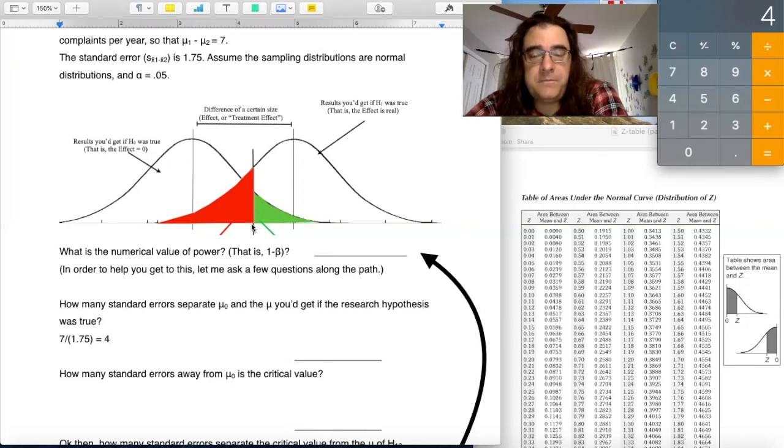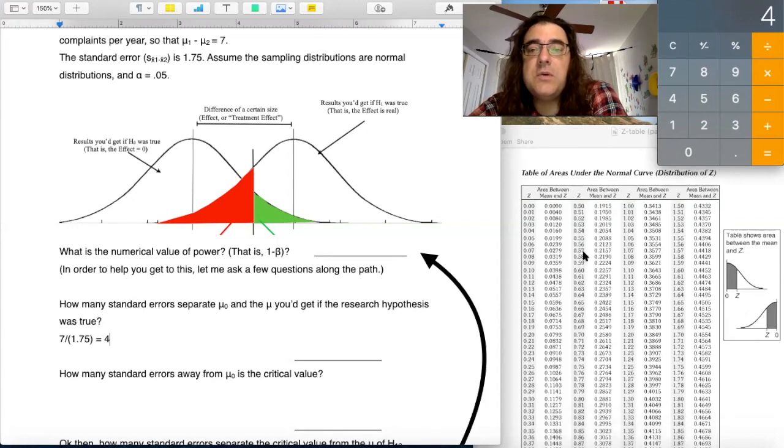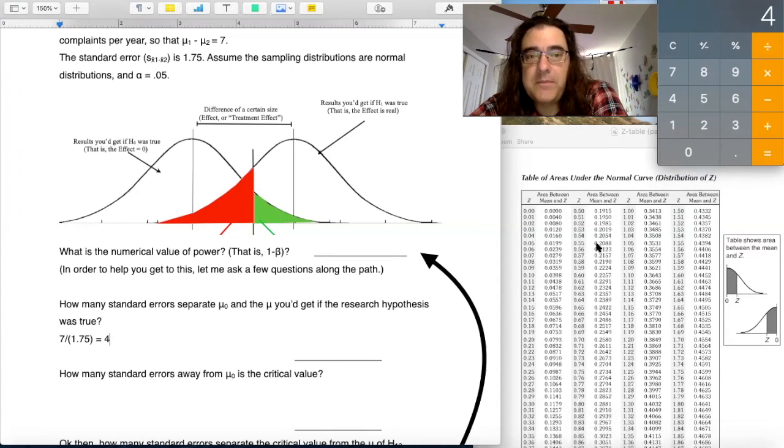So what I would have to do is go over here to the Z table and figure out, if I have a one-tailed 5% in this green area here, how many standard errors would I have to go to reach that point? Well, Z tables don't deal with area beyond a point, they deal with area between a point and the middle. So if this area beyond the point is 0.05, then this area between the middle and that point will be 0.45, the rest of that half of the curve.